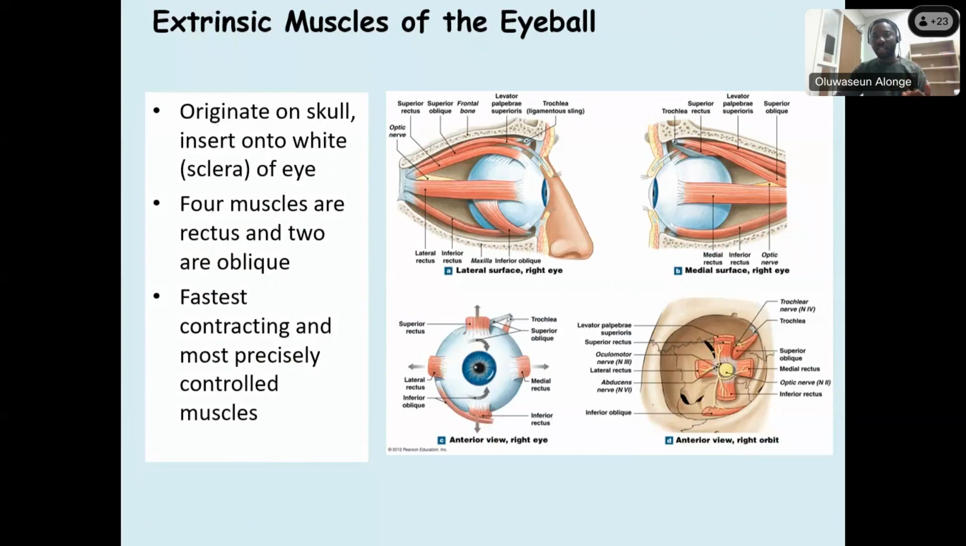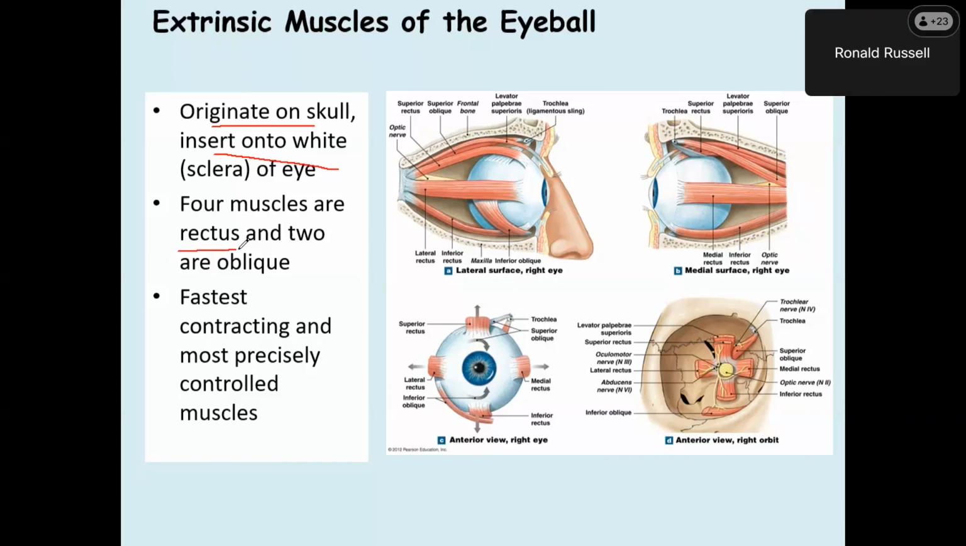Looking at this, like I told you, the grouping, the name tells you a lot about those muscles. Now, they originate from the skull. Obviously, they insert into the white part of the eye. Now, there are four muscles that are rectus. And what does rectus mean? Rectus means straight, parallel muscles, right? So it's parallel, straight, the same thing. Now, if you look at this, we have 4 of these muscles that are rectus, and we have 2 that are oblique. Now, oblique means they are at an angle.